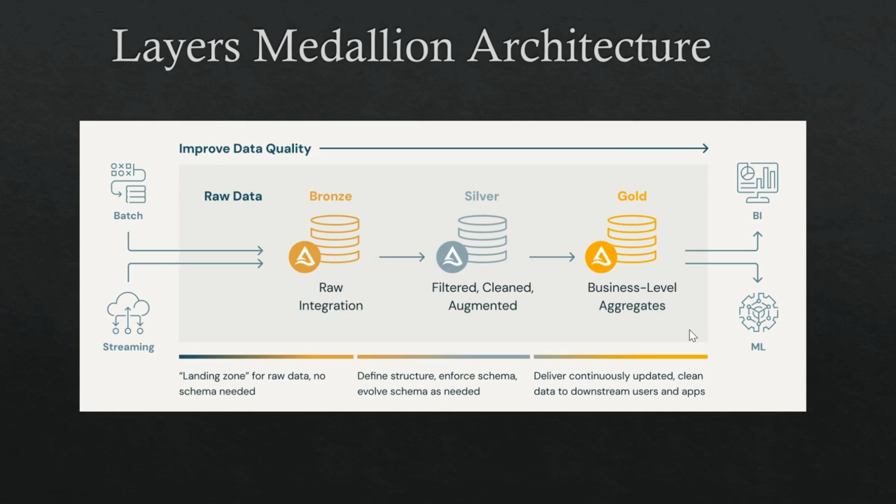There is no schema needed. Let's say you have a text file, you can just store that text file in your bronze layer. You have a CSV file, you can store that. You have a Parquet file, you can store that. Any kind of raw data can be stored in the bronze layer.